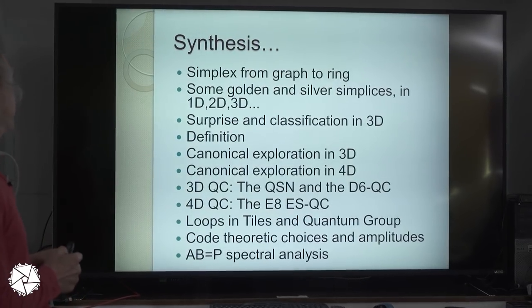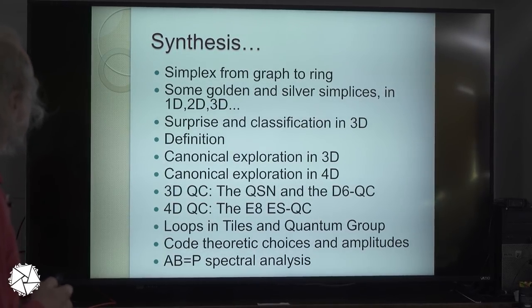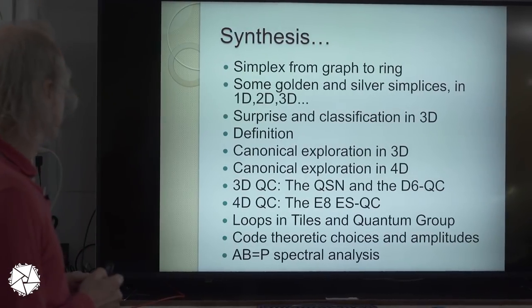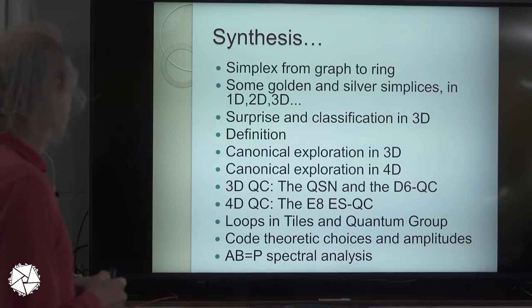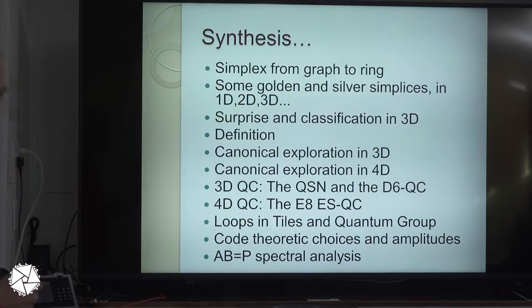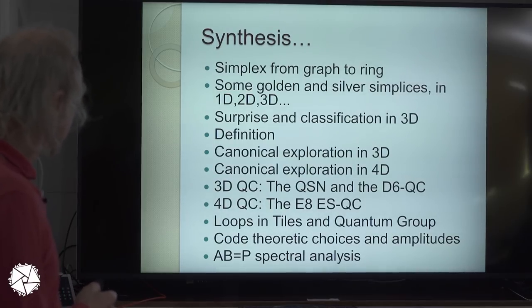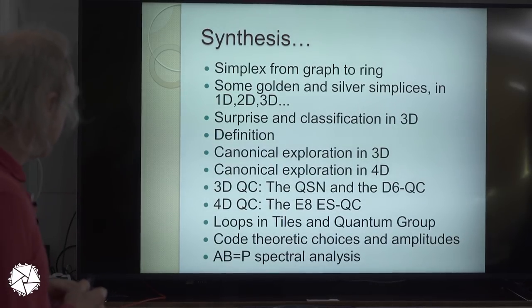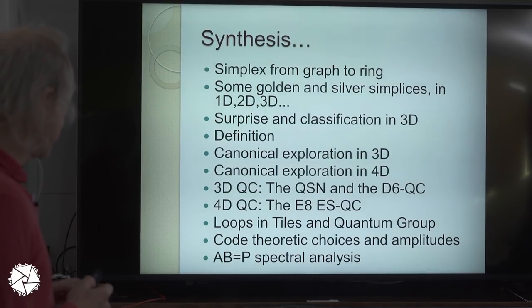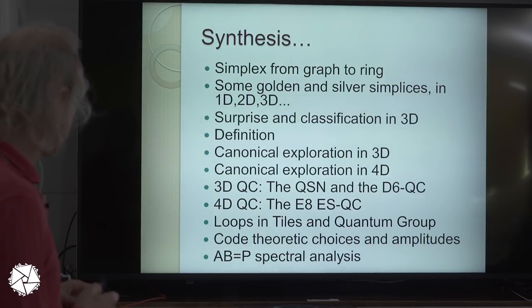Simple introduction: what are the simplex, from graph to rings, and some examples of golden and also silver simplices in 1D, 2D, and 3D. Then in 3D we have a surprise, and we begin a classification. Then I give the rigorous mathematical definition. But first, I prefer to give some examples. And from the definition, we can make a canonical exploration in 3D and in 4D, and apply to examples the QSN and the D6QC in 3D, and the E8 Elzerslund quasicrystal in 4D.